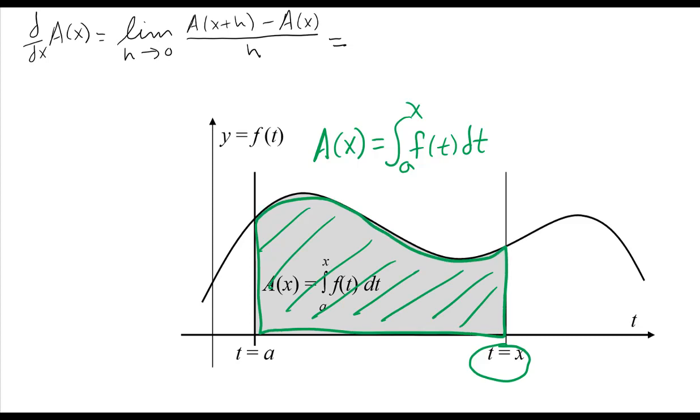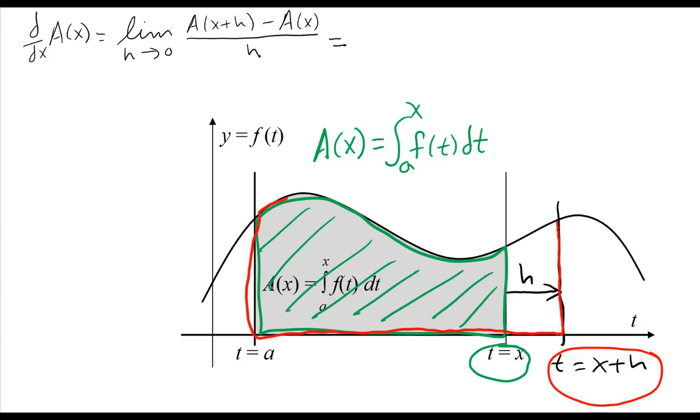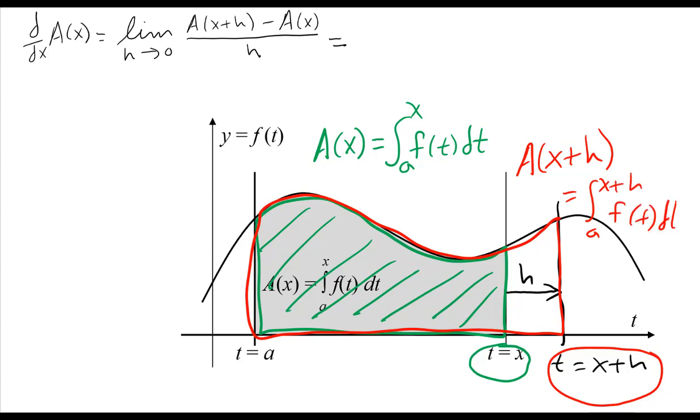And then what's A of x plus h? Well, we have to find x plus h. Starting from x, we go forward a little bit, called h, and we get to x plus h. And if that's our stopping point, we again can get an area. This time I'm doing it in red with dots. But this is the area A of x plus h, the area that you get when you stop at the point x plus h rather than the point x.